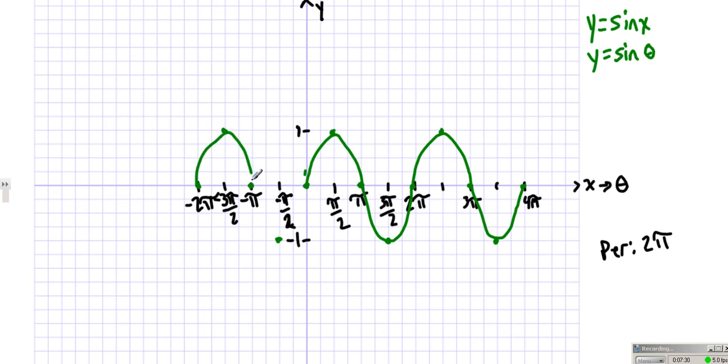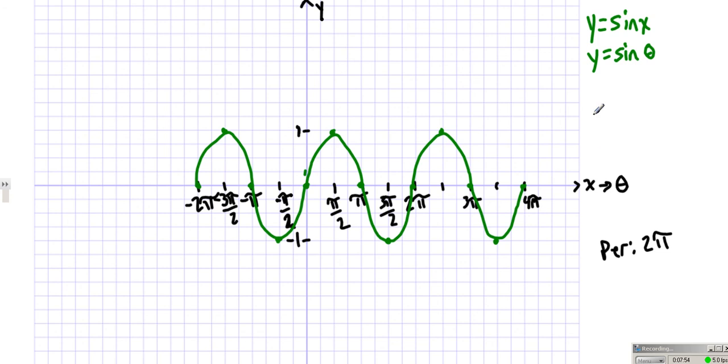It's going to give us the exact same piece as what we did from 0 to 2 pi. All right, and that would continue on in our negative x direction and our positive x direction to negative infinity and positive infinity. Okay, but we'll just graph 2 or 3 periods of it. Okay, so that's our sine function.